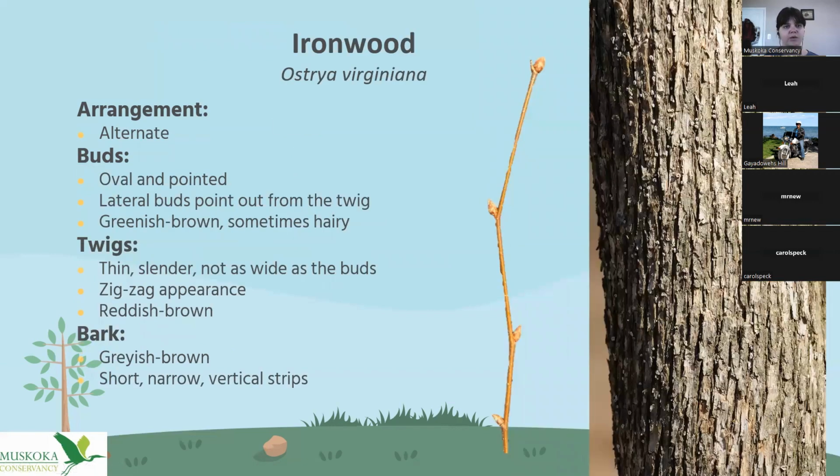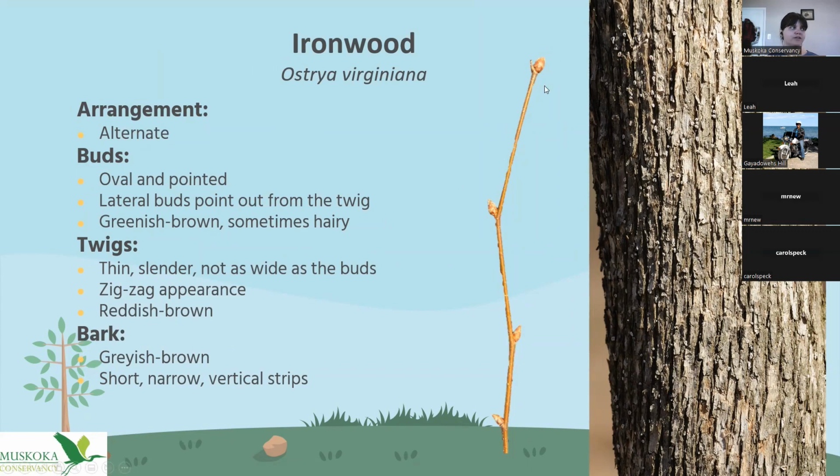Next is our ironwood, Ostrya virginiana. This gets its name, ironwood, for being a very, very strong wood. It has alternate arrangement, of course. The buds are quite oval in shape, and they have a point to them as well. And the lateral buds will stick out. They aren't held closely to the stem. And they are generally a greenish brown in color.